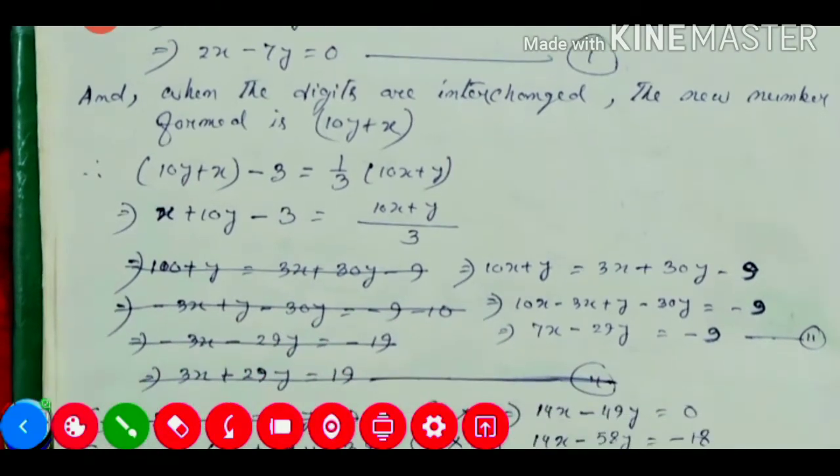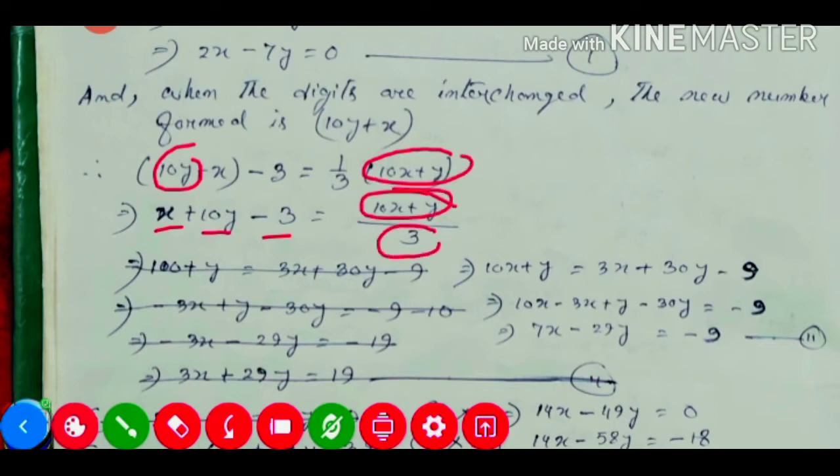Now x, this one is our second position, so we are writing this one is our first position, then this one we are writing in our second position, minus 3. And this one will be 1 into 10x plus y, that means same to same will remain, divided by 3.